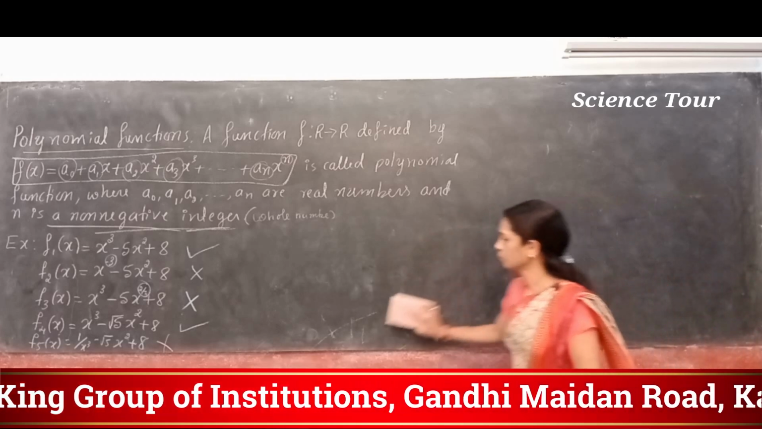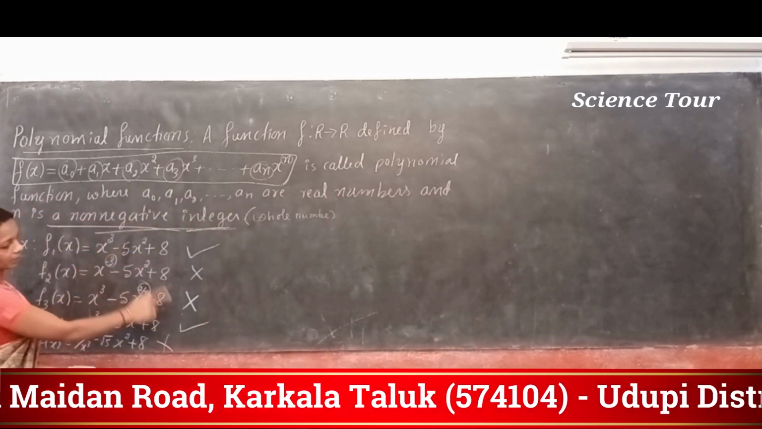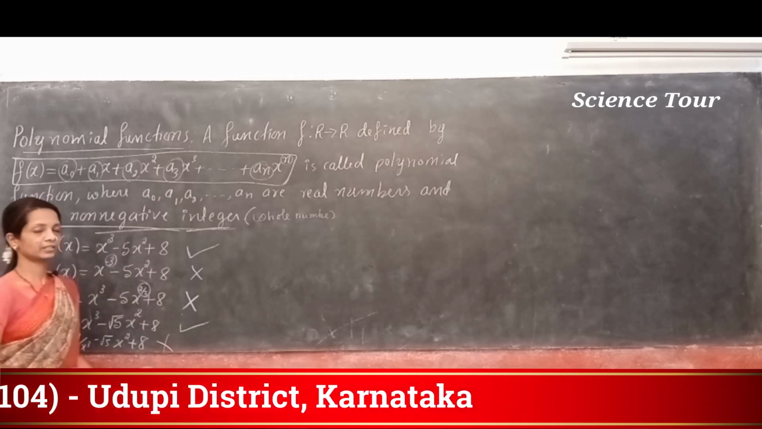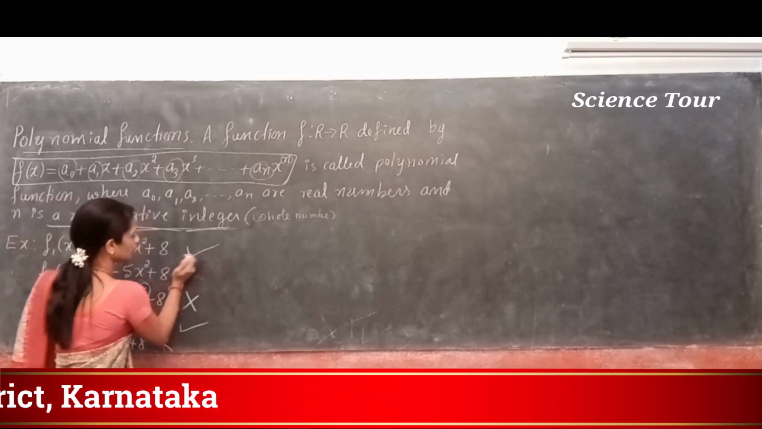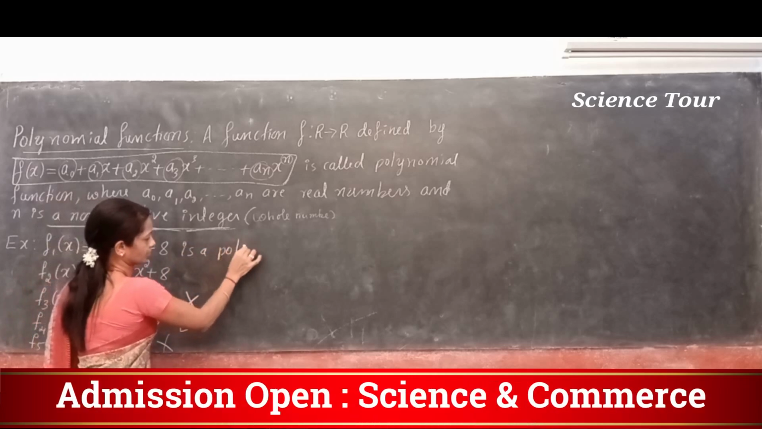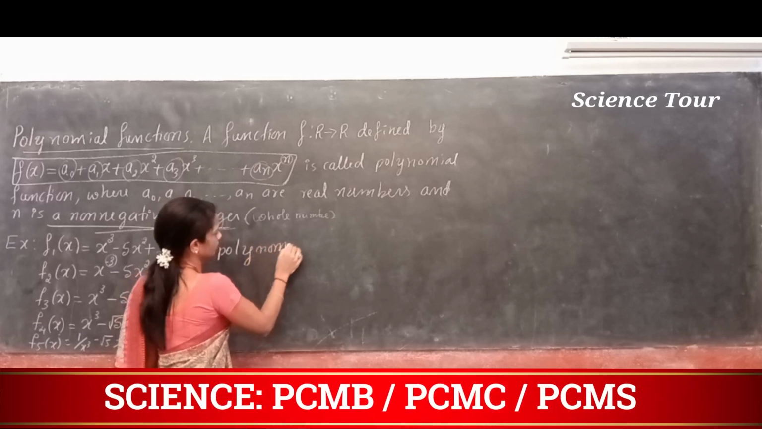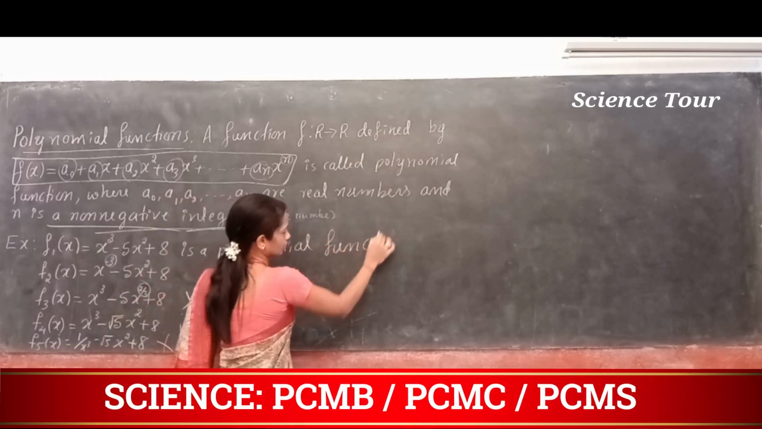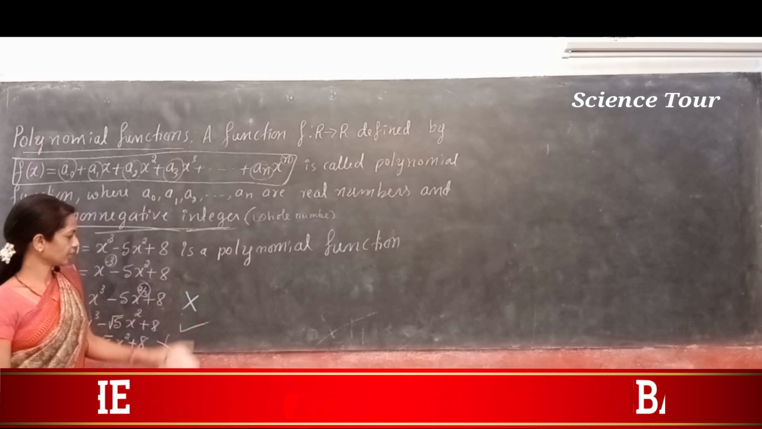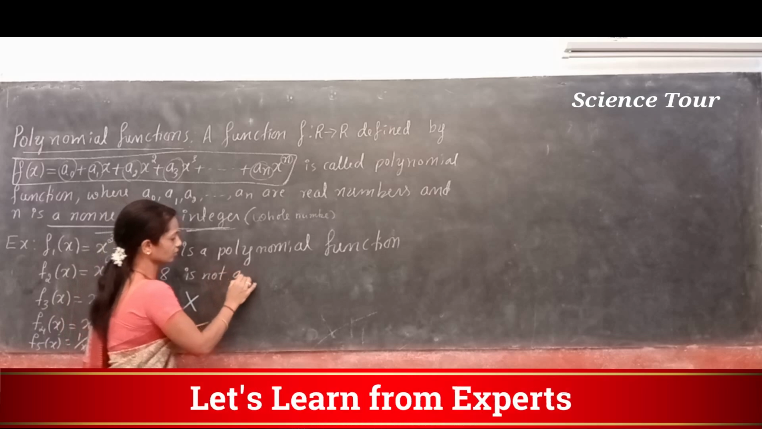Okay, so in the notes you have to write this definition and these examples. If it is a polynomial, no reason is needed. If it is not a polynomial function, you have to mention the reason why. Okay, f1 of x is a polynomial function. If they ask for a reason, you just write because it follows the definition. And f2 of x is not a polynomial function.